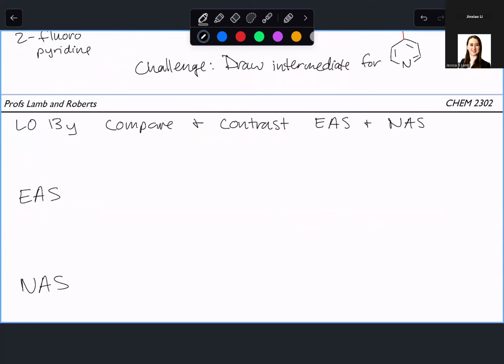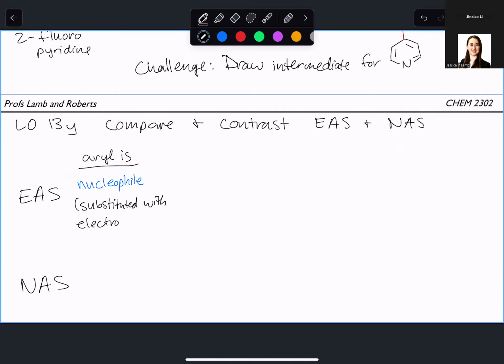So first, the role of the aryl. So in the EAS reactions, the aryl is the nucleophile, because it's being substituted with an electrophile. That's where the name comes from, right? EAS, it's being substituted with an electrophile. Therefore, the ring itself must be a nucleophile.